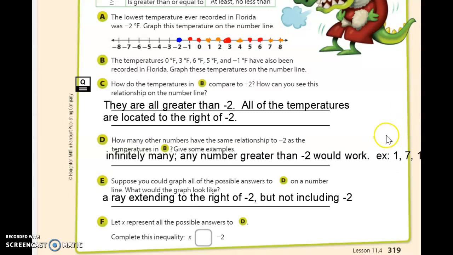It is itself. Okay, part F says, let X represent all the possible answers to D. Complete this inequality. Well, if this is the case, and X has to be all of these answers, everything to the right, then we know we can use an inequality to say that X is going to be greater than -2. Good job. You guys are done with page 319.